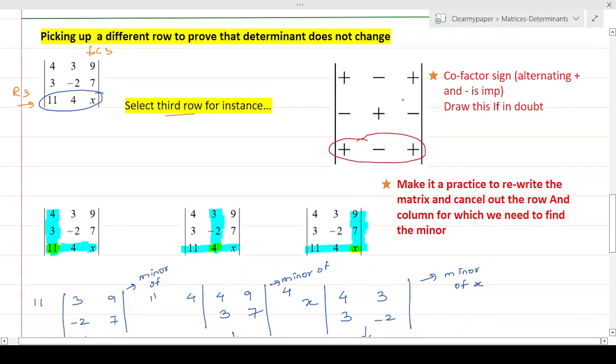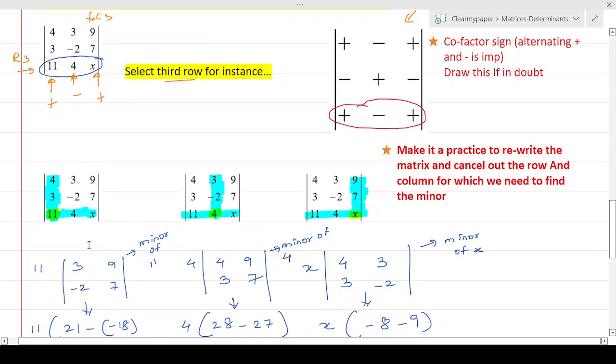I already have my cheat sheet of cofactors here for the third row. The first element, since it's on the diagonal, the signs will be plus, minus and plus. That means 11 is going to be plus, 4 is going to be negative, and x is going to be plus. And as a practice, I'm going to rewrite all the 3 matrices. Since we are going to select row number 3, for each element that is highlighted in green, 11, 4, and x, I'm going to calculate the submatrix.